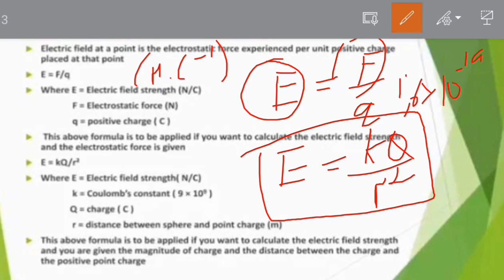Then we say this above formula is to be applied if you want to calculate the electric field strength and you are given the magnitude of charge and the distance between the charge and the positive point charge.